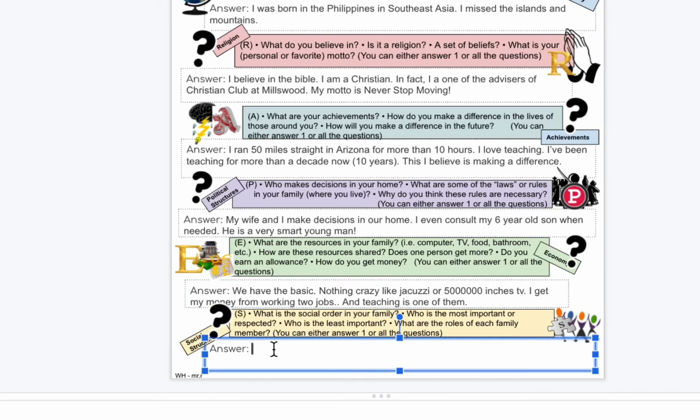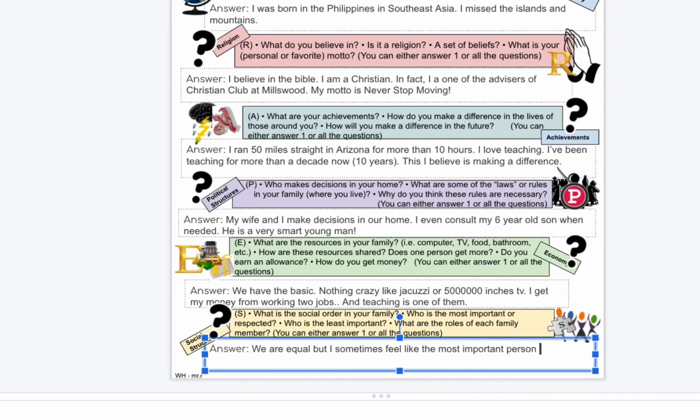Questions under this category: What is the social order in your family? Who is the most important or most respected? Who is the least important? What are the roles of each family member? You can either answer one or all the questions. Again, all of this in grapes, you can either answer one or all. Well, of course, if you answer more, it means that you will have a higher chance of getting a better grade. Now let's answer this.